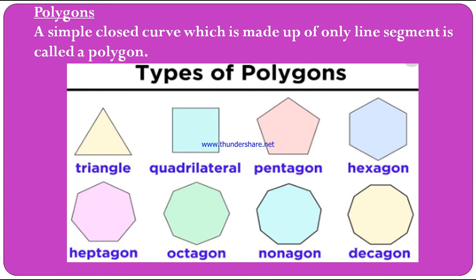A simple closed curve does not cross itself. You cannot find the cross symbol in these. So a polygon is a simple closed curve which is made up of only line segments. You can see only straight lines, I mean line segments. Here the circle, oval, and semicircle are not polygons because they are not bounded by line segments. That's why they are not called polygons.